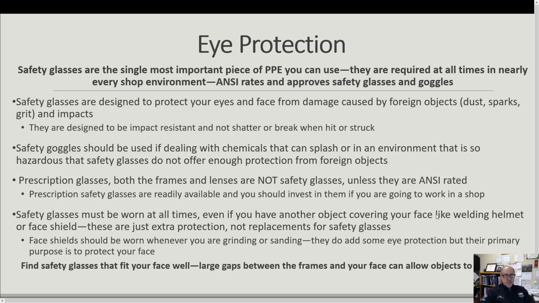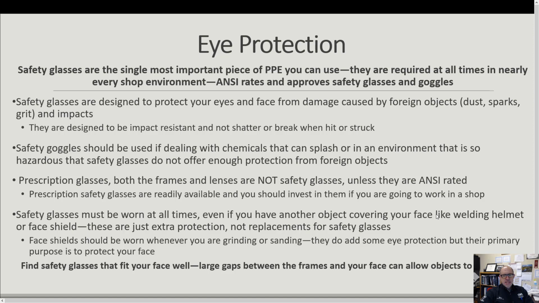Prescription glasses, both frames and lenses, are not safety glasses unless they're ANSI rated. Prescription safety glasses are readily available, and if you're going to be making a career out of welding, you should invest in a pair of them. I wear Wiley X prescription safety glasses. They're not cheap, but they're tough. They're ANSI rated, so the frames are tough, the lenses are tough. But like I said, if you're going to make a career out of welding and you wear glasses, invest in a good pair of prescription safety glasses.